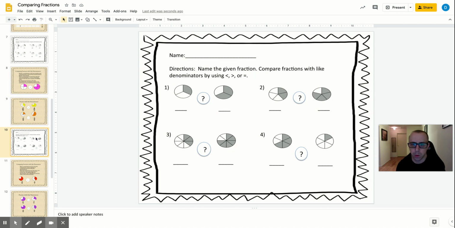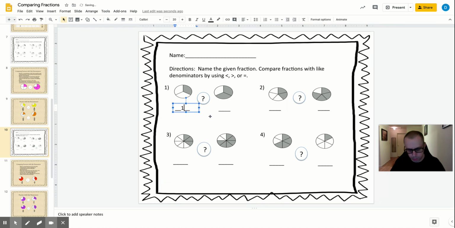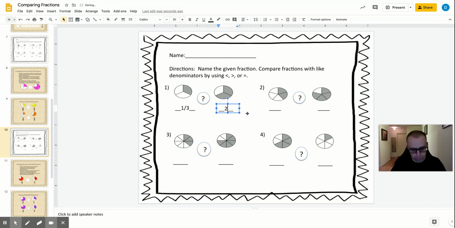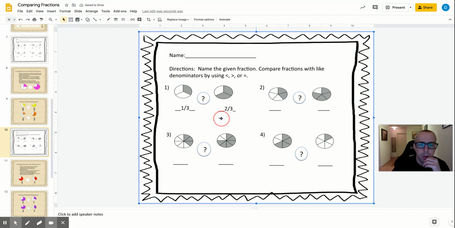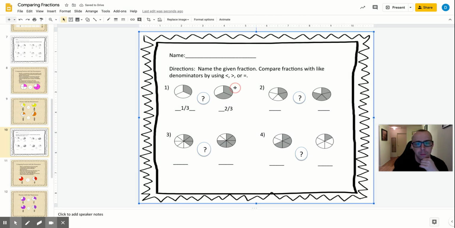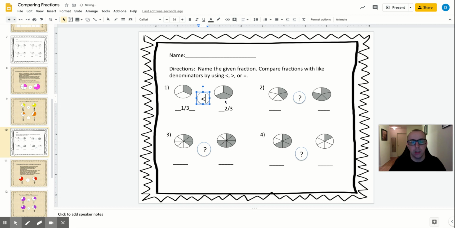We'll try a couple more examples. This time we need to identify the fraction first. Here we see 1/3 and we see 2/3. Don't worry about these lines. The denominators are the same, 3 and 3, both thirds. So 1/3 is less than 2/3.